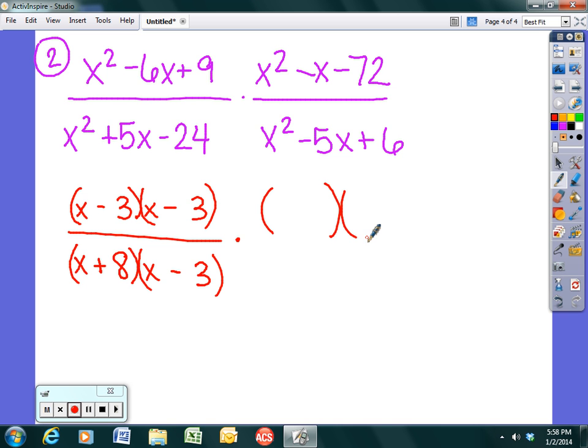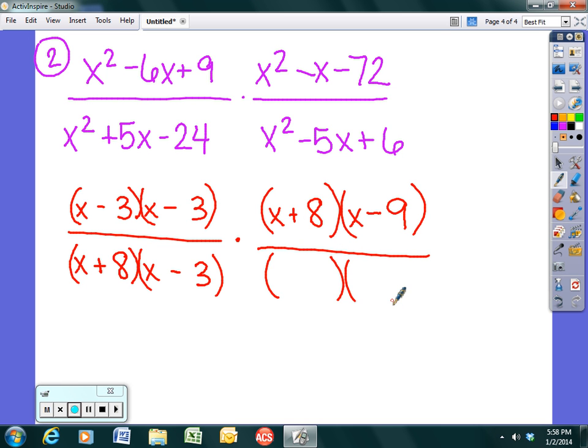When we factor x squared minus x minus 72, the first terms are going to be x. We're looking for terms that multiply to give me 72, but add or subtract to give me 1. That would be 8 and 9. 9 is going to be negative, 8 is going to be positive. And we factor x squared minus 5x plus 6. First term is going to be x. We're looking for numbers that multiply to give me 6, but add or subtract to give me 5. That would be 3 and 2, and both are going to be negative.